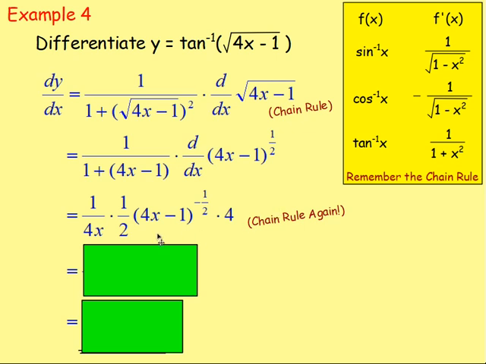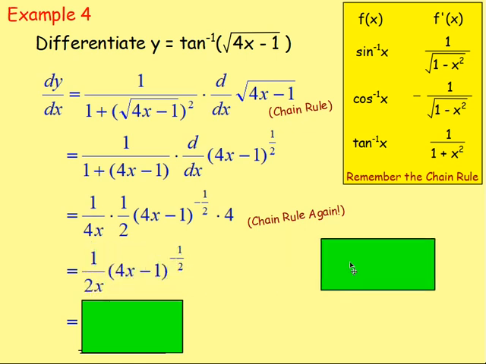From there, you just need to tidy up all of this. You'd have the 1 over 4x times a half times the 4. A half times 4 would give me 2, so it's really going to be 2 over 4x. Divide the top and the bottom by 2, it will give you 1 over 2x. And then from there, you'd have the 4x take away 1 to the power of negative a half.